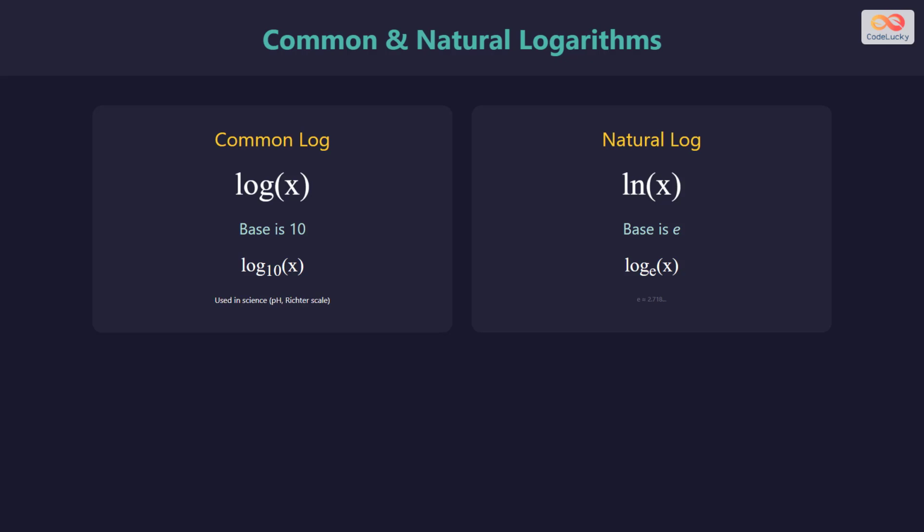You will often see logarithms written without a visible base. If you see just log, it is the common log with a base of 10. If you see ln, that is the natural log with a base of e. The rules for evaluating them remain exactly the same.